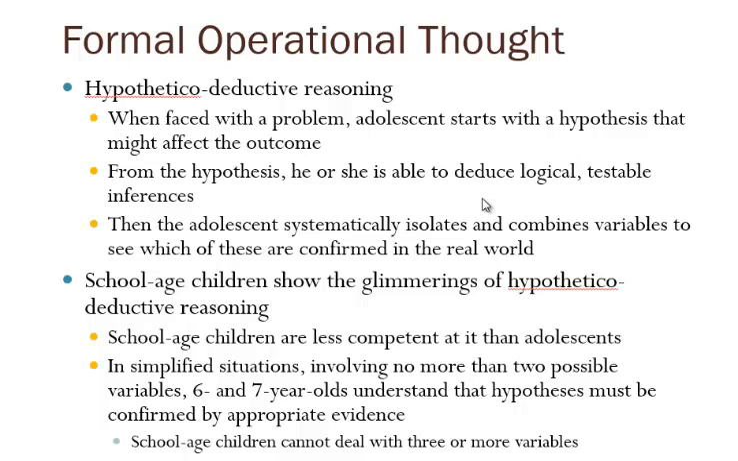We don't think of ourselves as using the scientific method, but we use the scientific method all the time. We form a hypothesis, we have a guess as to what might work to help in a particular situation, and then we figure out how to go about testing that hypothesis. We go about trying to test different possible solutions and determine their effectiveness. Then the adolescent systematically isolates and combines variables to see which of these are confirmed in the real world. Sounds very complicated. It's something that we all do. We may not think of it that way.